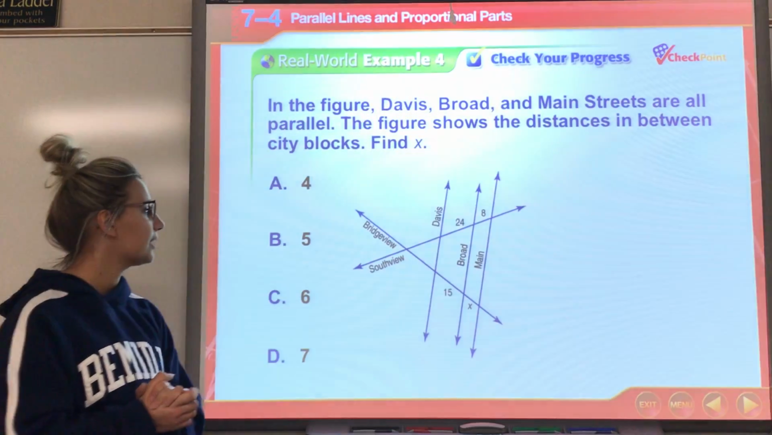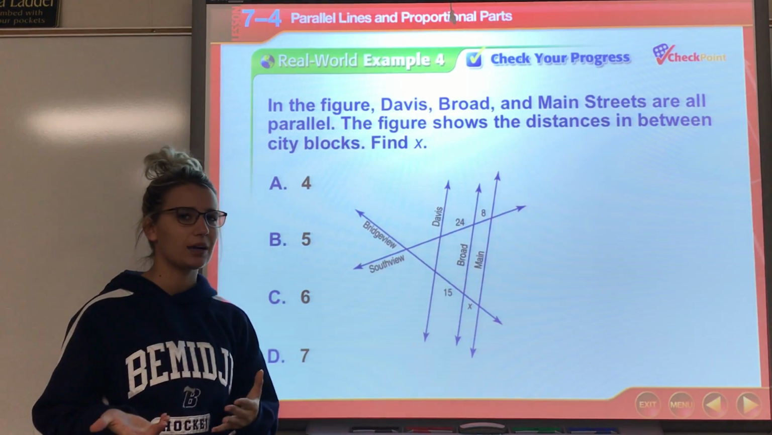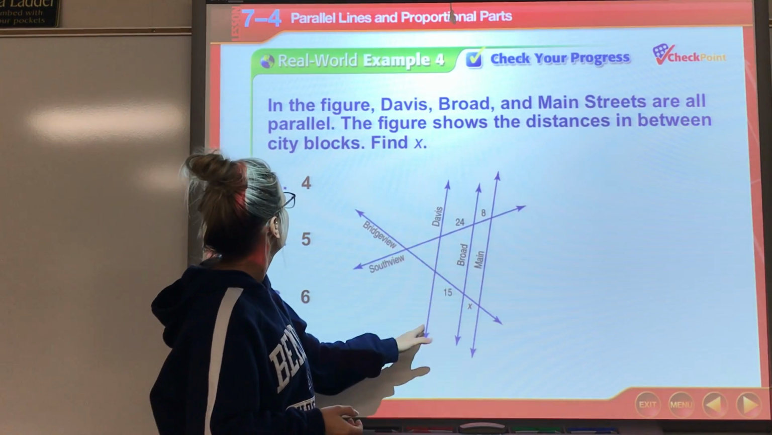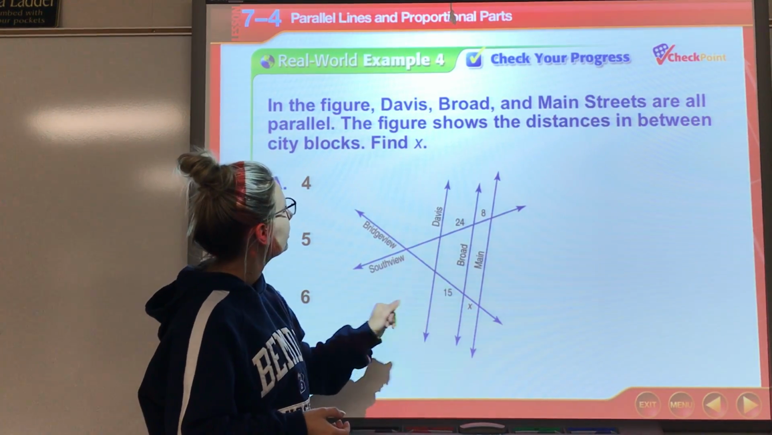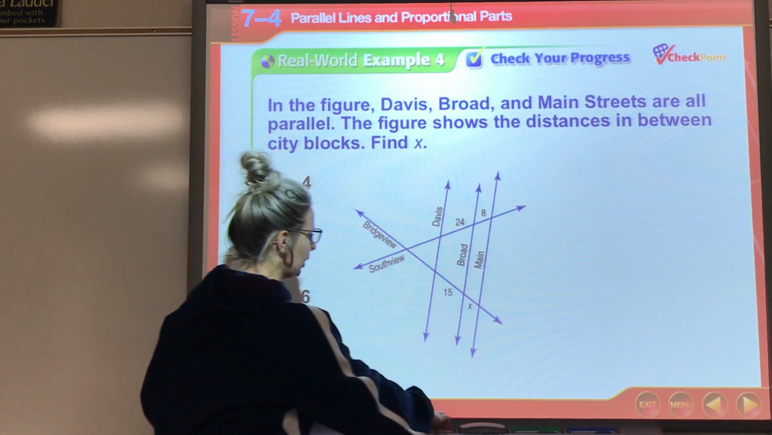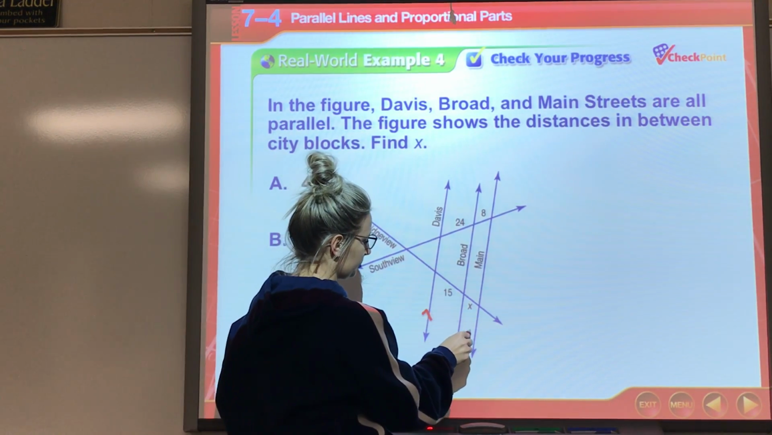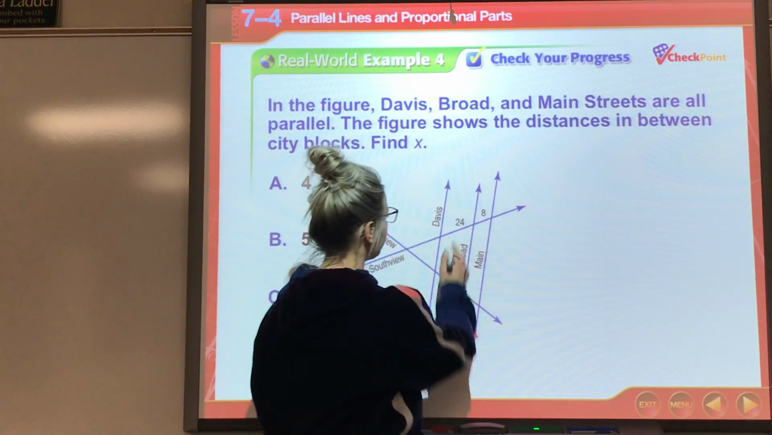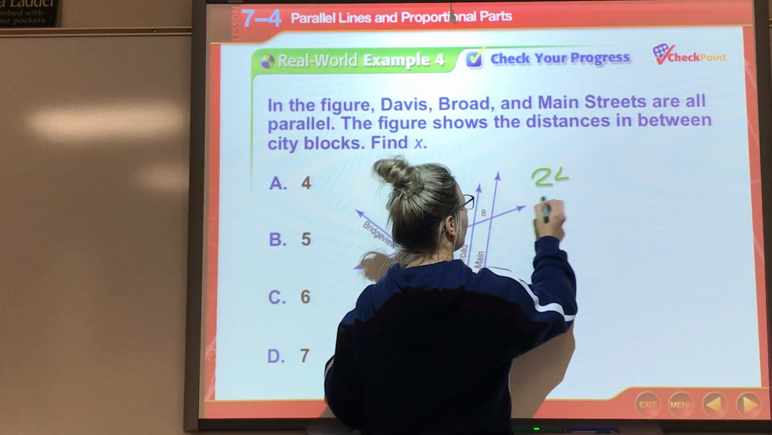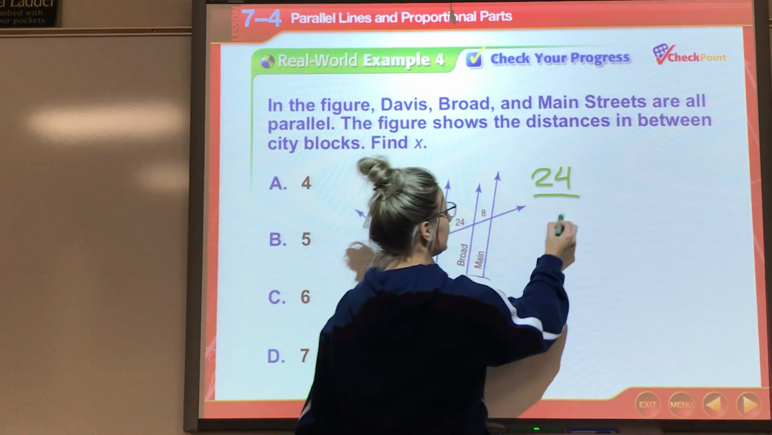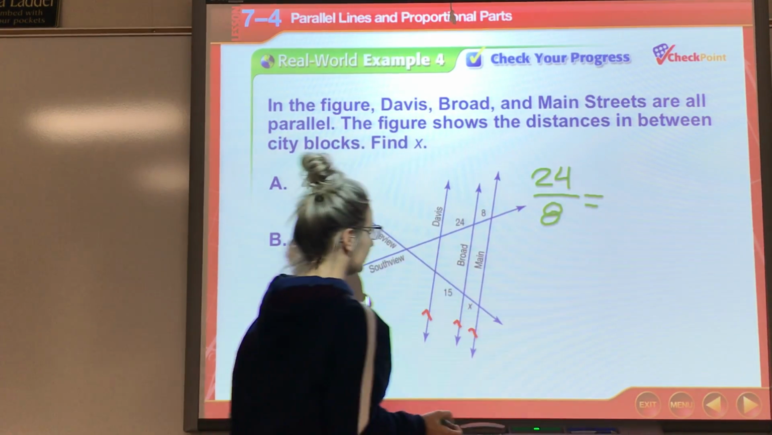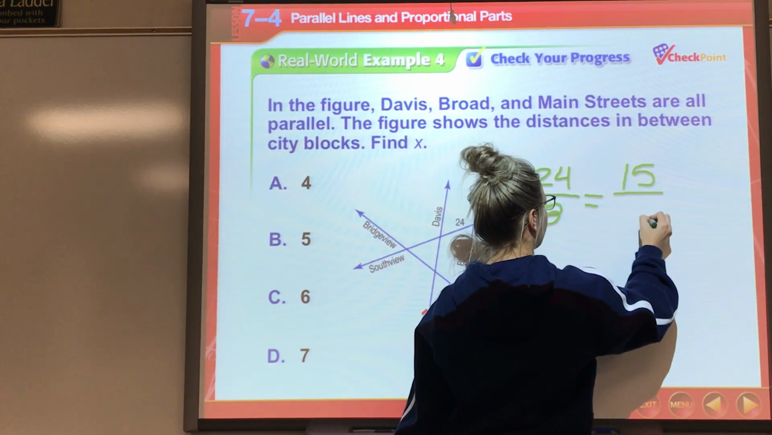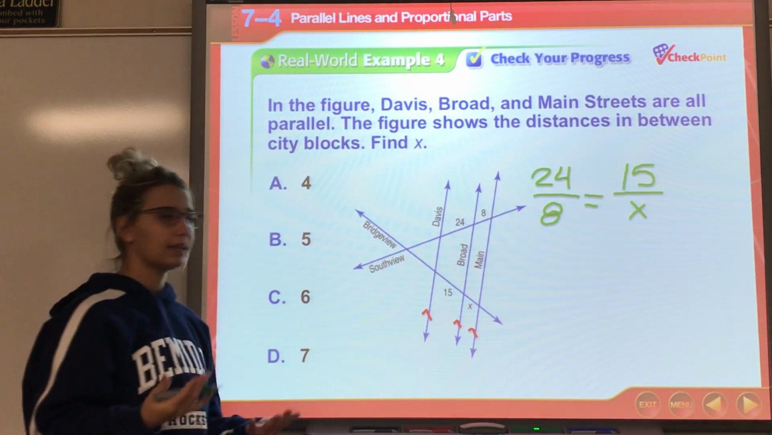Okay, here's one for you guys to try. I don't know if you can see these numbers, so I'll just walk you through it. So here we're given Davis, Broad, and Main Streets are all parallel. So we can go ahead and mark in these as parallel lines. Okay, this is probably way too small, but this number here is 24, so we have 24 over this number here is 8, and we'll set that equal to this number here is 15 over X, and we're trying to find what X is.